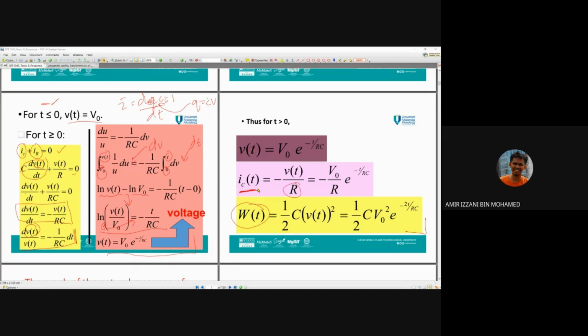For the current, just divide by R and we get the current for t after 0. Similarly, for the stored energy in the capacitor, just use the equation and replace V squared like this one. So we get 1 over 2 C V0 squared exponential of minus 2t over RC.